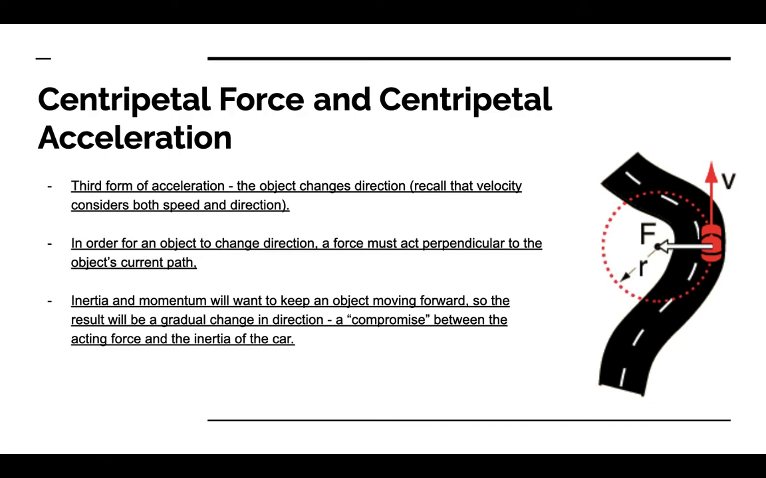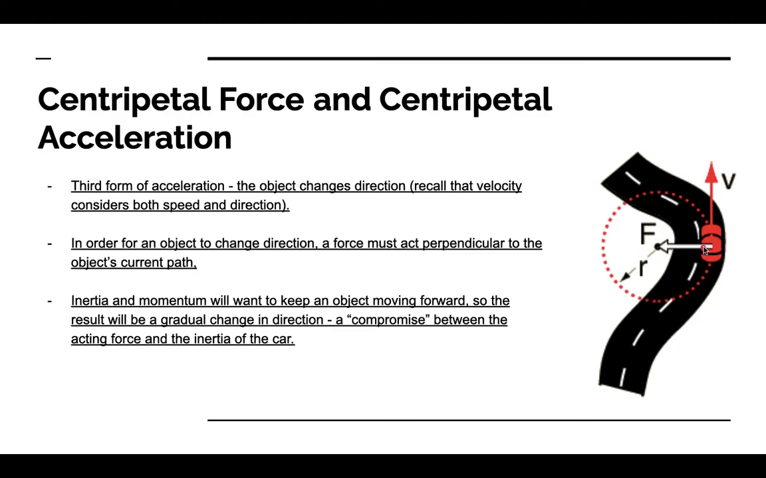So inertia and momentum of our object, however. If we look at this v right here, this v is perpendicular to our force. And if we draw a circle that has a force as the radius, this v is going to be tangential to our circle. All right. The idea here is that the inertial momentum will want to keep the object moving forward instead of moving in a circular path. So the result will be a gradual change in direction, a compromise between the acting force and the inertia of the car.